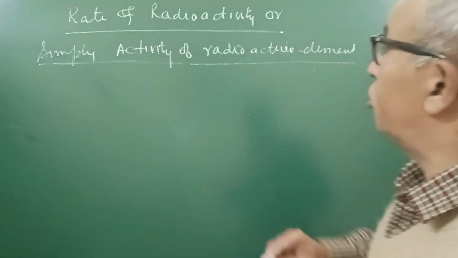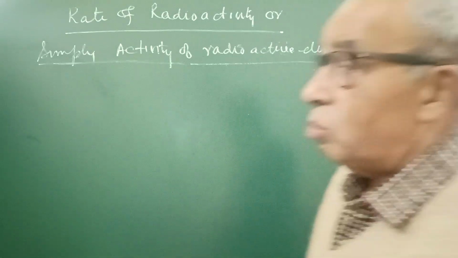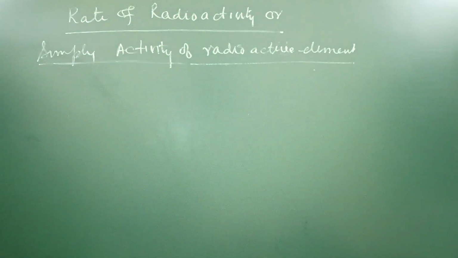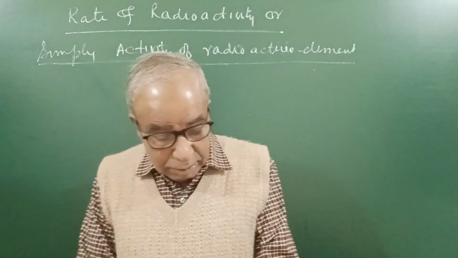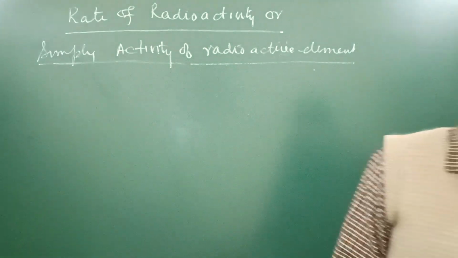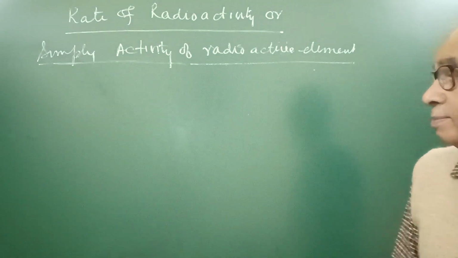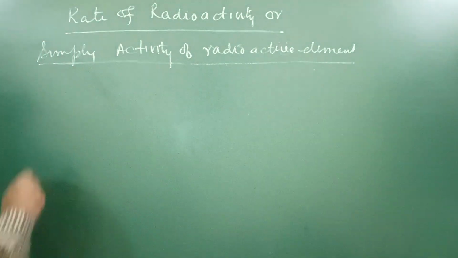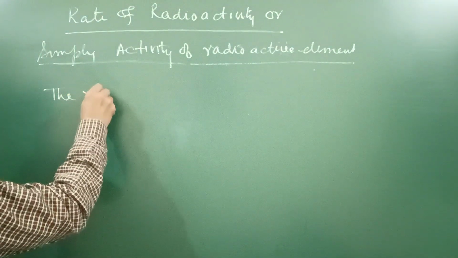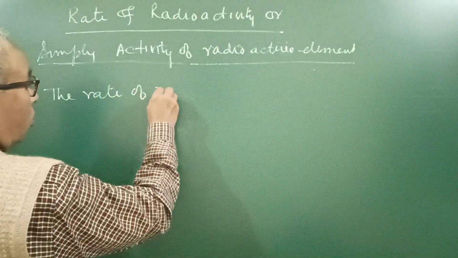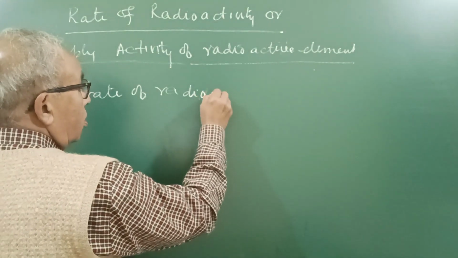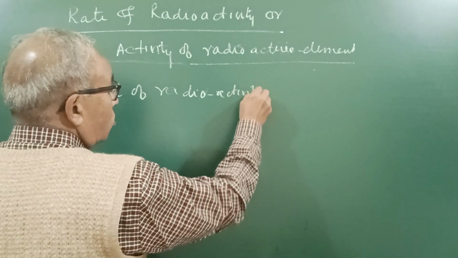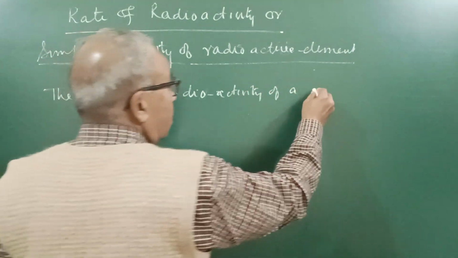Now I am taking here the rate of radioactivity. You have learned in chemistry the rate of chemical reaction. So radioactivity is again a reaction of a radioactive element. So how do you define the rate of radioactivity of a given sample?